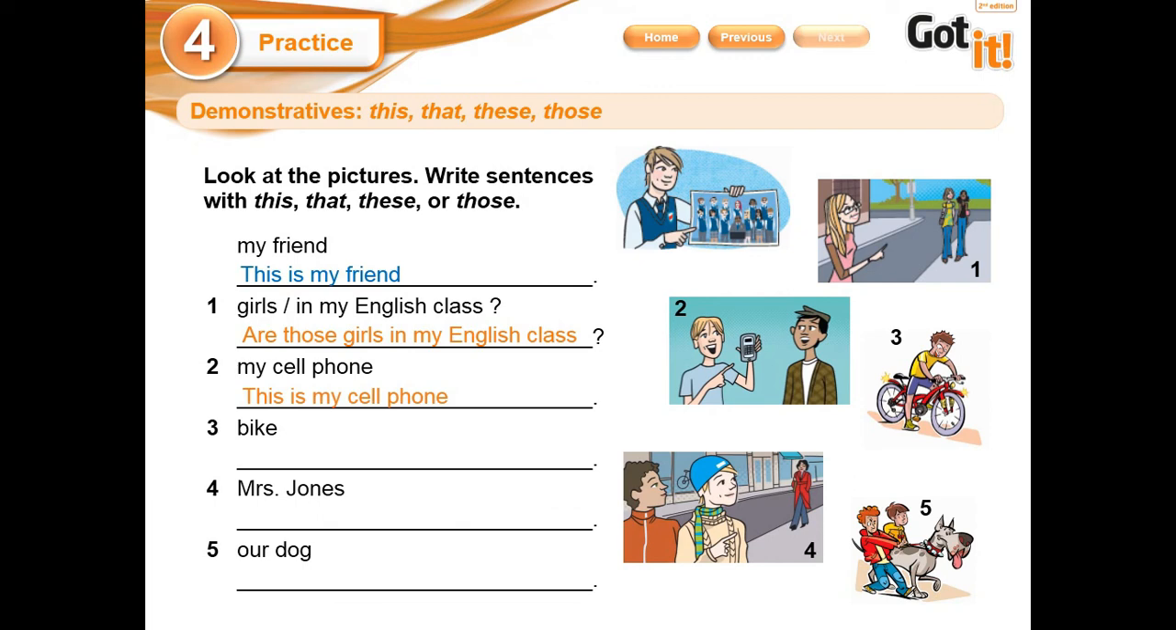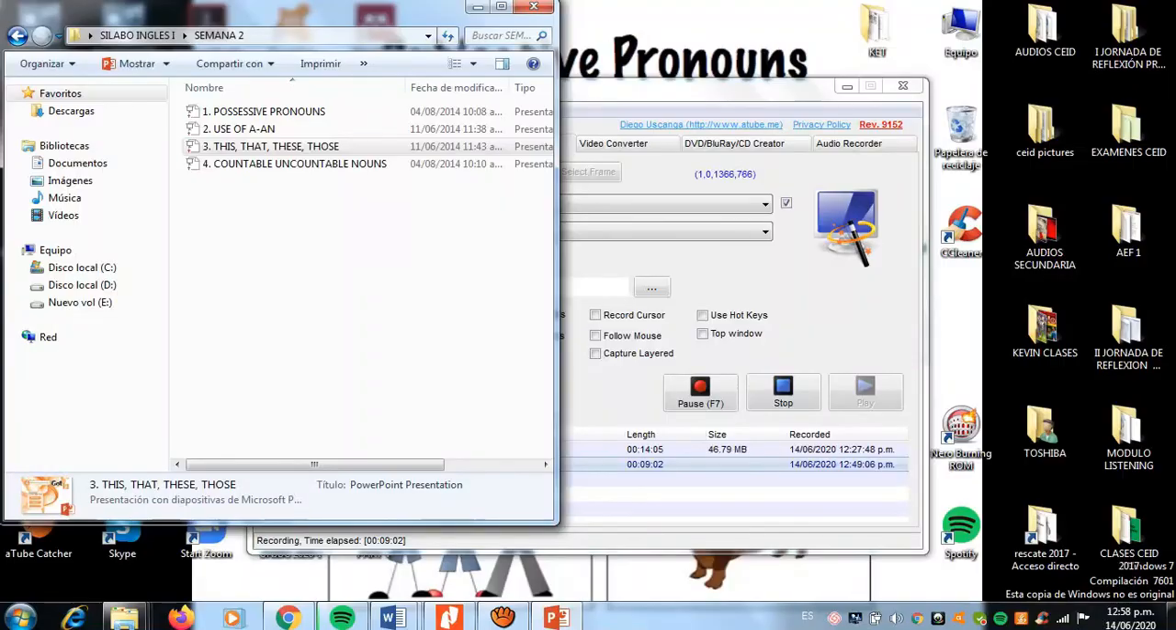What about number 3? Yes, very good. This is my bike. This is my bag. Number 4. How far is Mrs. Jones from these guys right here? It's far, right? So it will be that. That is Mrs. Jones. Number 5. This is our dog. Yes, correct. Congratulations and thank you so much for your participation.